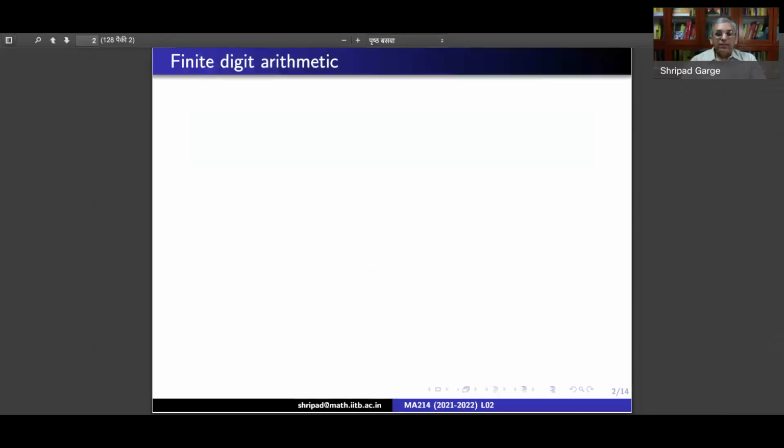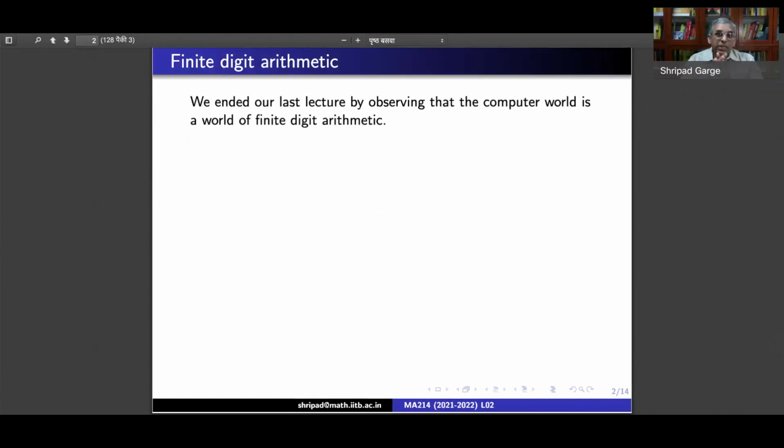We have already seen in our last lecture, towards the end, that a computer or a calculator has some limits. There are some limitations to what it can do and what it can record, and that's why there are some errors that we could see in computer calculations or calculator calculations also. So there is this thing, a world of finite digit arithmetic. The computer world or the calculator world is a world of finite digit arithmetic. The arithmetic involves only finitely many digits. Although it's a very big set, it's still a finite set.